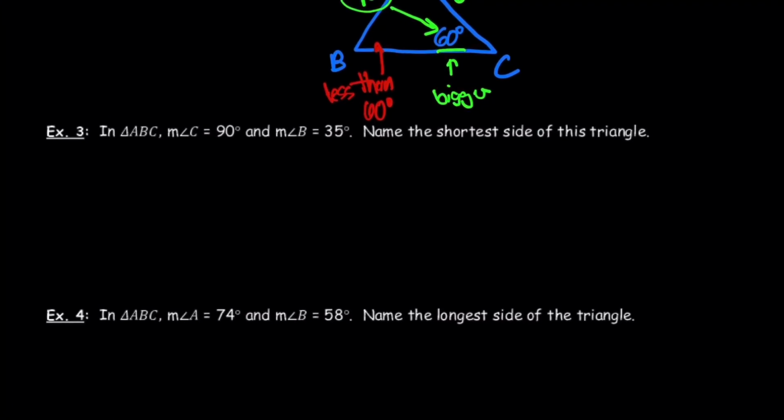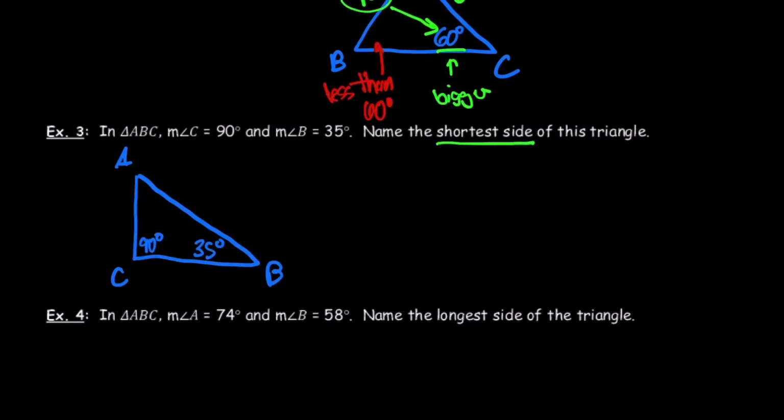It says in triangle ABC, measure angle C is 90 degrees. So that's going to be a right angle, basically. I'm going to be making a right triangle. And C is going to be 90 degrees, so I'll put that in there. It doesn't matter where you put A and B. Measure of angle B is 35 degrees. Name the shortest side.